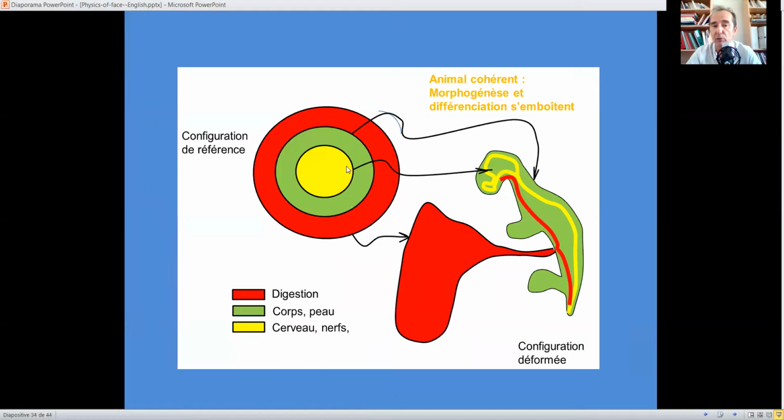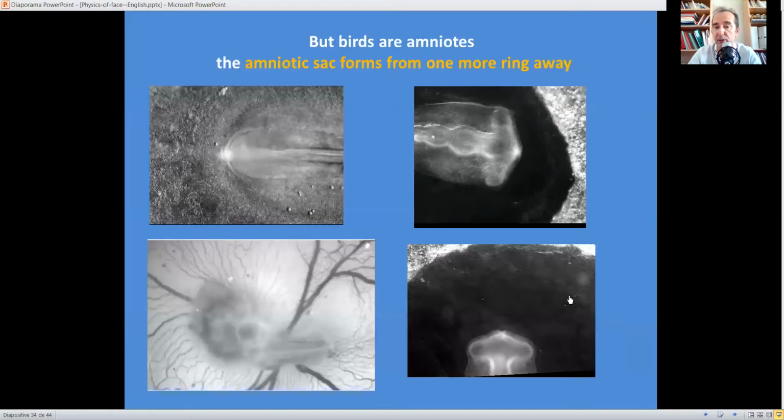Okay. So in fact, the reference configuration is made of rings. The rings pull, and the result of the pull is an animal whose structure is a tube inside tubes, inside tubes. Nested rings end up into nested tubes. And that's a unique phenomenon.